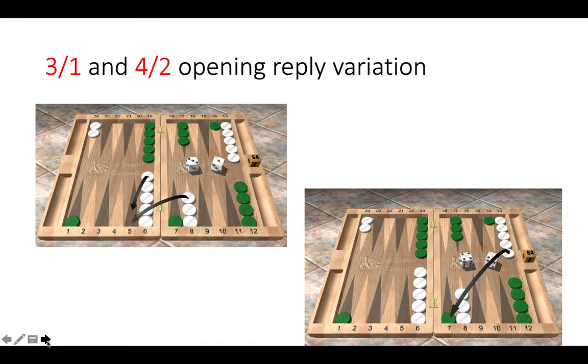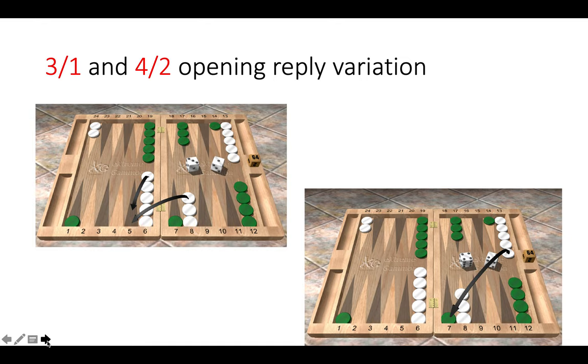Green has made the opening 6-2 play by coming to the 18 point, splitting the back checkers with a major split. And here, the 3-1 and the 4-2. So with a 3-1, it's correct to make the 5 point. And with a 4-2, it's correct to hit loose on the bar.